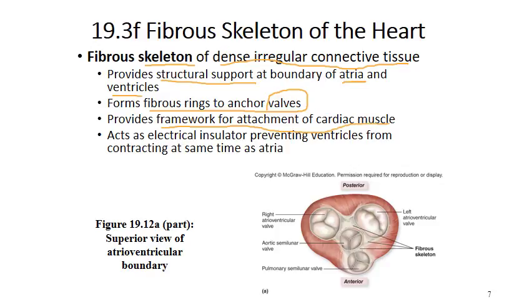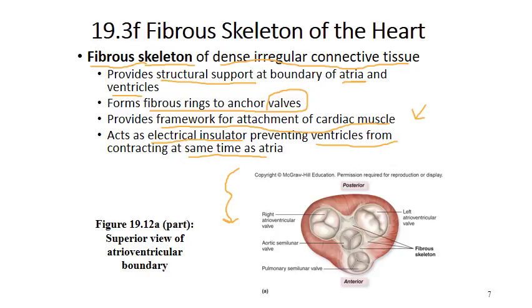If you remember, muscle needs something to pull on, just like our skeletal muscle pulls and contracts and shortens. Same thing is going to be happening with that cardiac muscle, so it has its own fibrous skeleton here. It also acts as an electrical insulator, preventing the ventricles from contracting at the same time as the atria, right? The atria have their own electrical impulse, and normally you might see that it would just travel down to the ventricles, right? But instead we have the skeleton that's going to stop it.